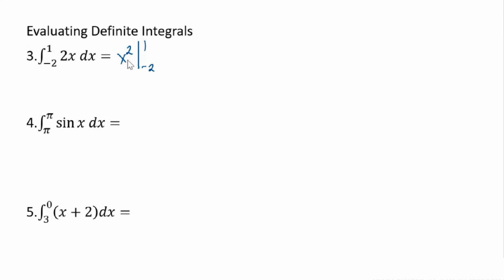So we have now to use the fundamental theorem of calculus. x will be replaced by 1 and this is now squared. We have now 1 squared minus (-2) squared. So 1 squared is just equal to 1, minus the square of -2, which is 4. So 1 minus 4 is equal to -3.